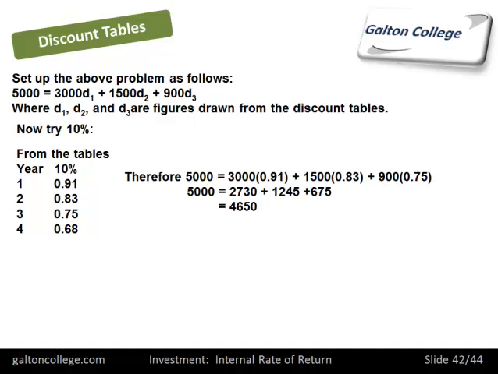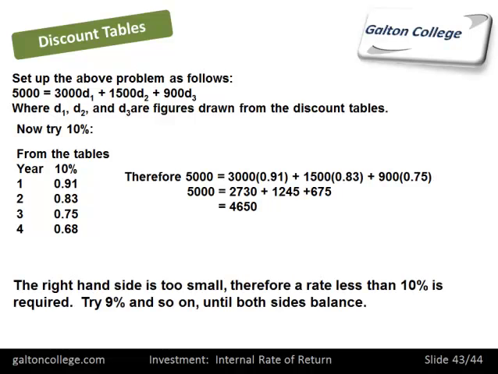So you need to try a different figure. The figure on the right hand side is too small. So instead of 10%, try 9%. Try a different figure until finally you get to a balance, or almost a balance, and that becomes the internal rate of return.